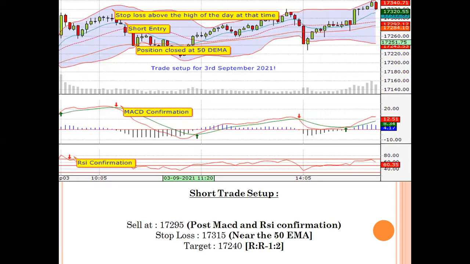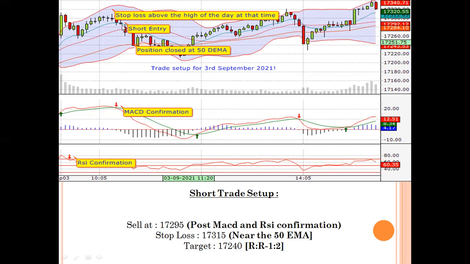Coming to the 3rd September, again a short trading setup. If you see RSI sell, if you only get the RSI confirmation, you need not jump and take a trade. You have to wait for both the MACD and the RSI to confirm, right? So if you see, both of them are sell. Now you got a sell here, right?